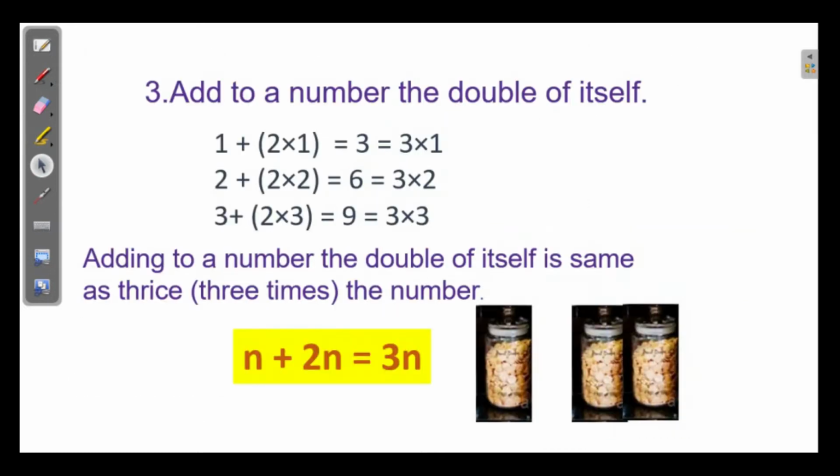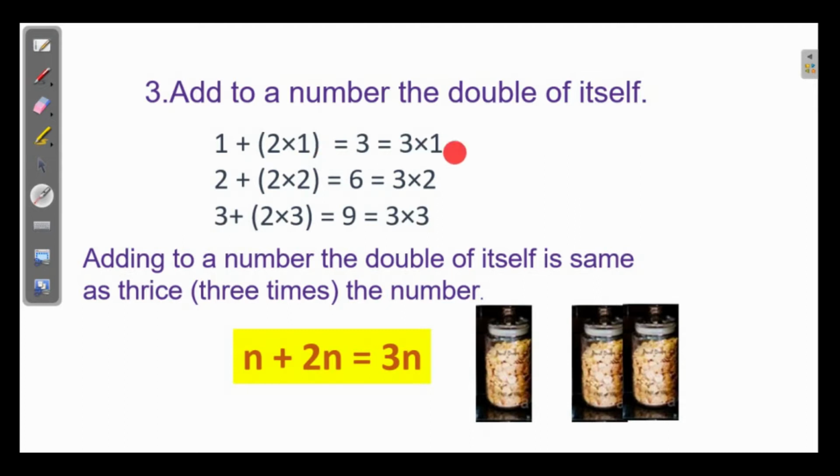The third one. Add to a number the double of itself. So, let us take the jar of candies. Here 1 jar contains n, that we have already seen, and add to a number the double of itself, double of the number 2n. So, it is 3n. And we have to do it on several numbers. Just see the least number. We can take 1. 1 plus the double of 1, 2. 1 plus 2 is 3.